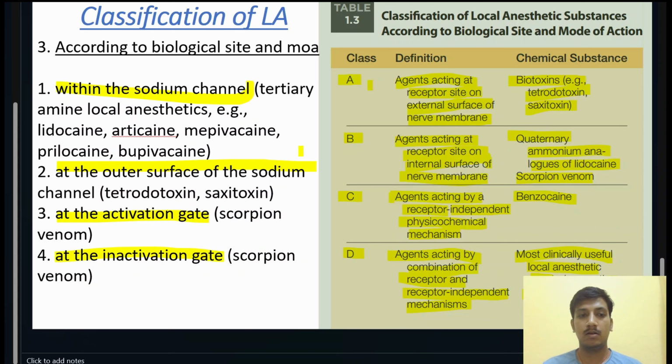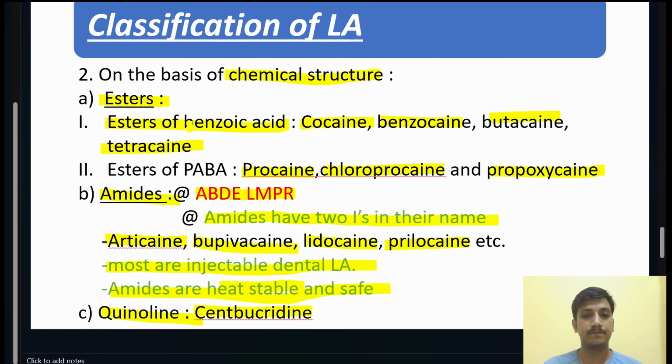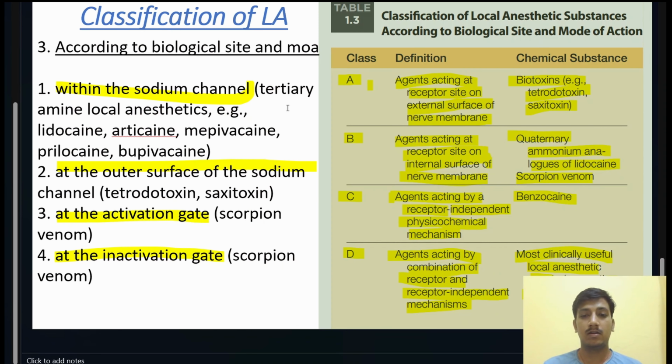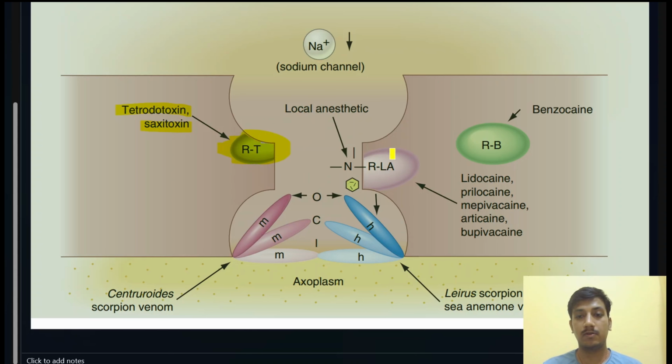Moving further, here is the main figure which we can see: the tetrodotoxin and the saxitoxin. Here we can see the tetrodotoxin and saxitoxin are the natural form which is extracted from plants or herbal sources, etc. They act on the external surface. This is the external surface.